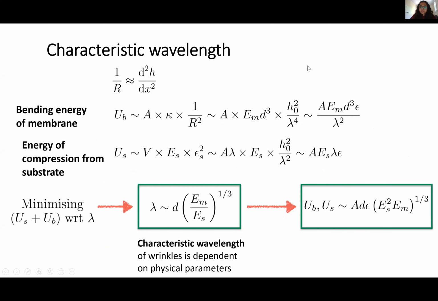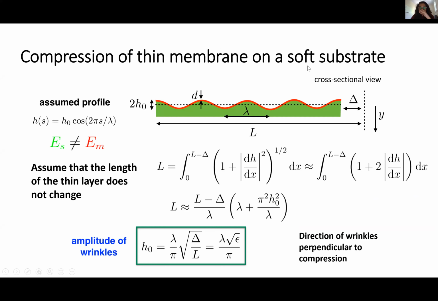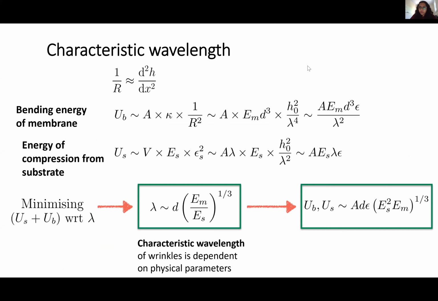Now we try to estimate what the wavelength of these wrinkles is. So now we do an energy analysis. What we're doing here is calculating the bending energy of the membrane, and calculating the energy from compressing the substrate. Here there is no energy of compression of the membrane because we're assuming that the membrane retains its length.